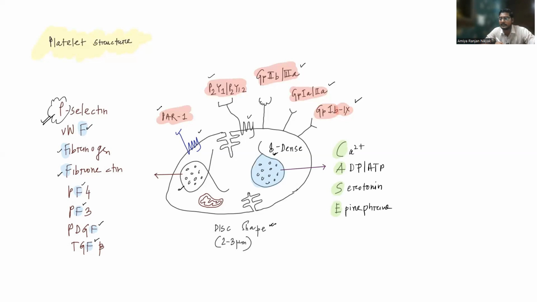PAR1 is platelet activated receptor 1. Okay, so these are the 5 types of receptors we discussed. I told you about the 3 glycoprotein receptors: GP1B9, GP1A2A, GP2B3A. Then we have the 2 G protein coupled receptors. One is the PAR1, that is platelet activated receptor 1. Then we have the second G protein coupled receptor, that is P2Y1 or P2Y12. What are the functions of this receptor? We'll study that in the subsequent slides.